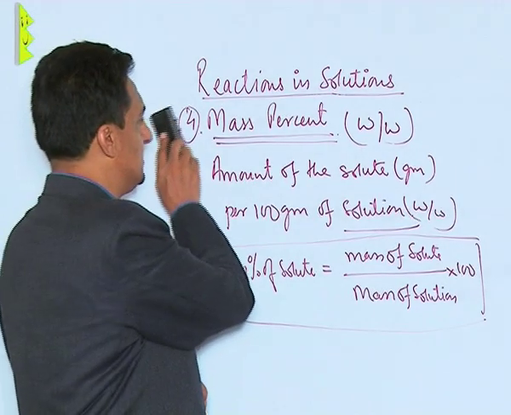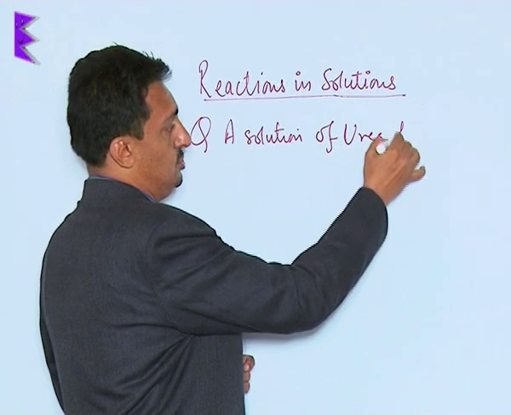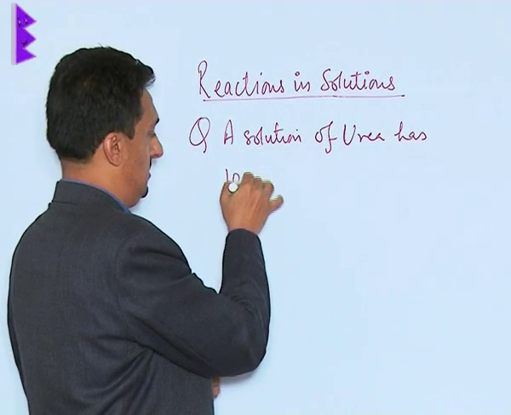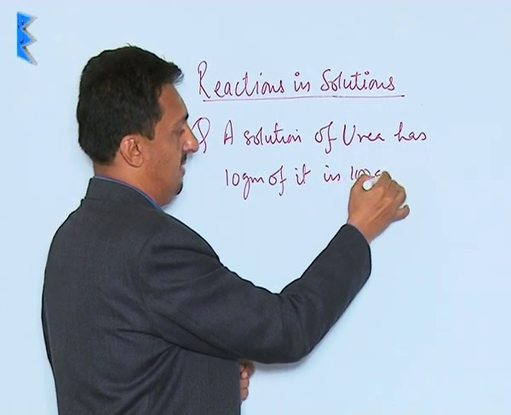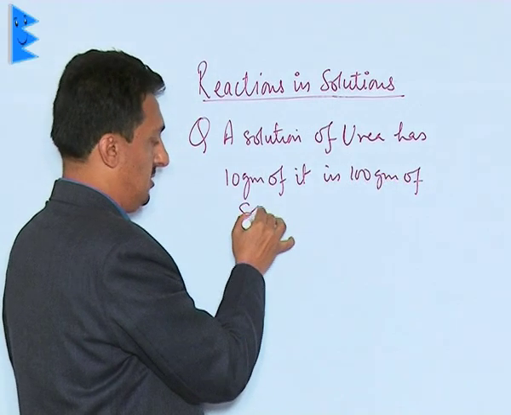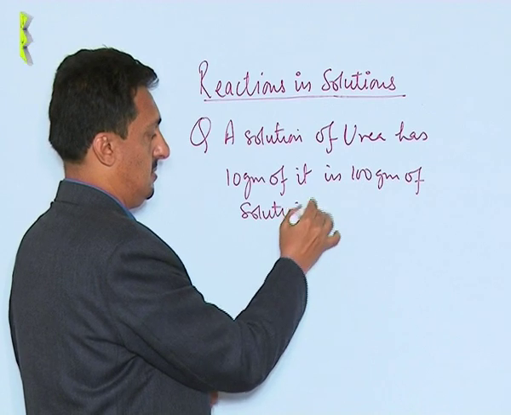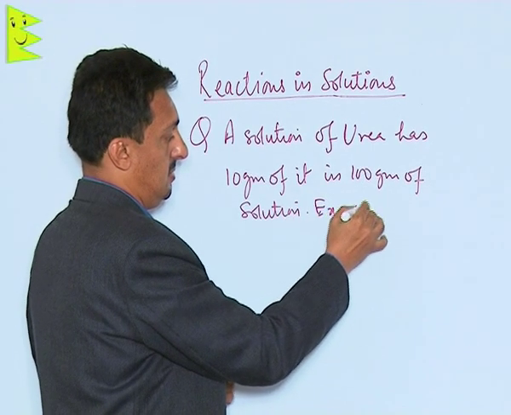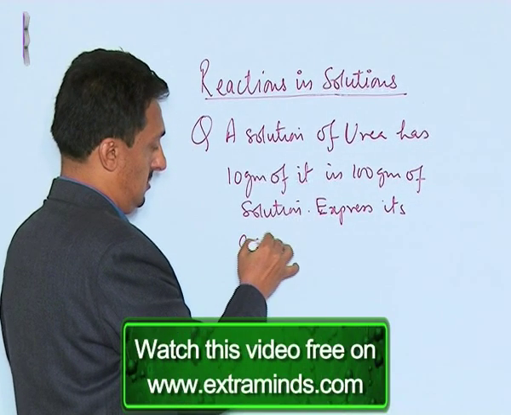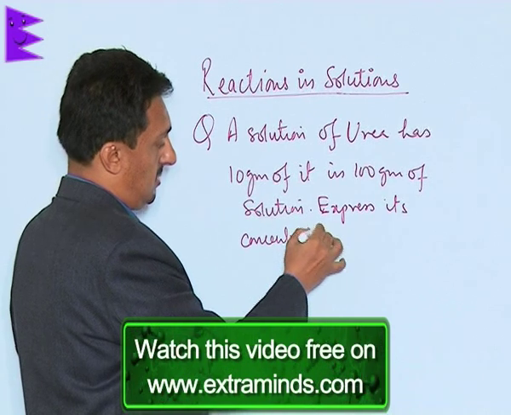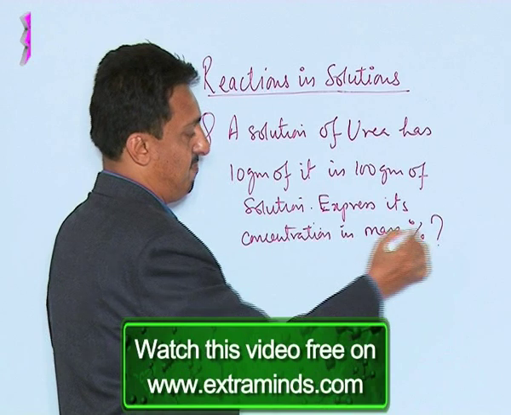Like, let me explain this with an example. A solution of urea has 10 grams of it in 100 grams of solution. Express its concentration in mass percentage.